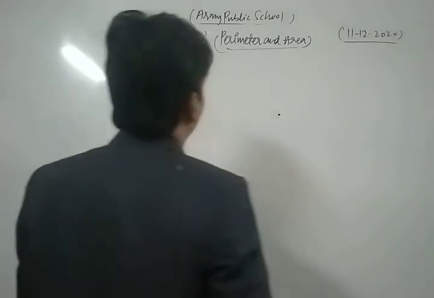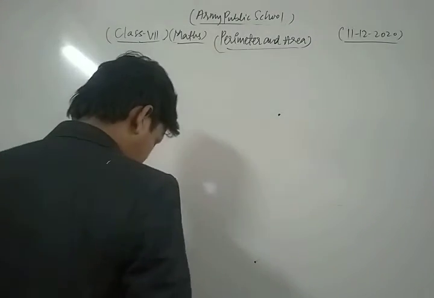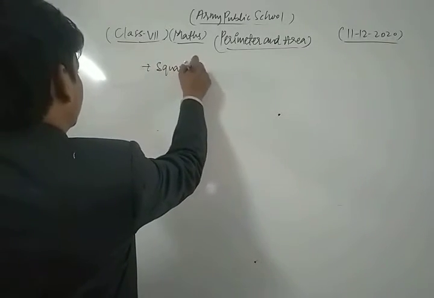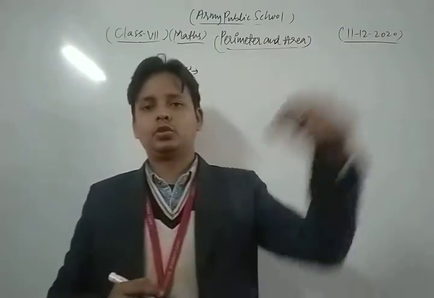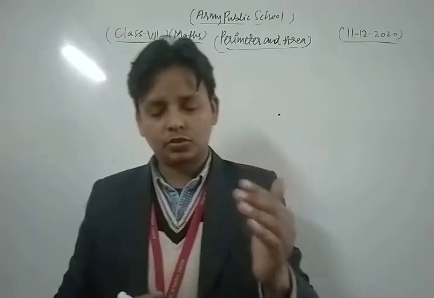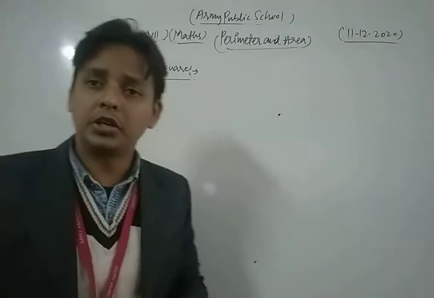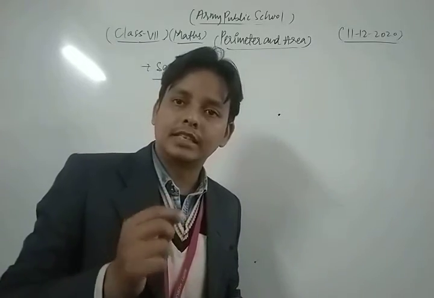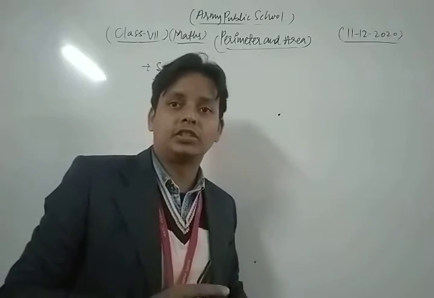Dear friends, now we are going to discuss the square. Square is also a special type of quadrilateral in which all its sides are equal to each other and each angle is equal to 90 degrees.